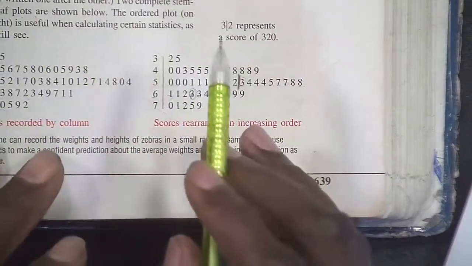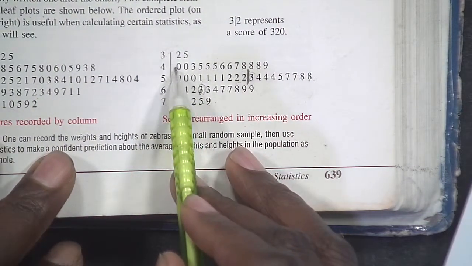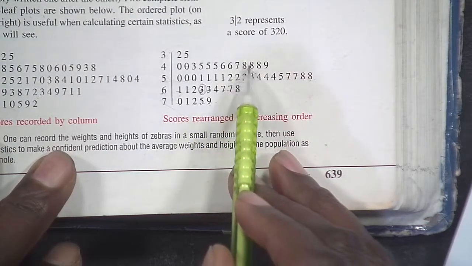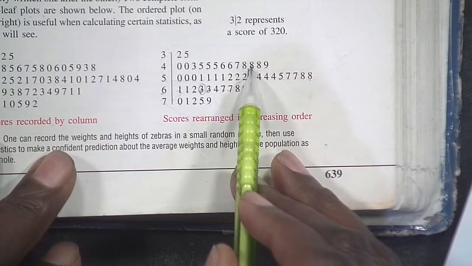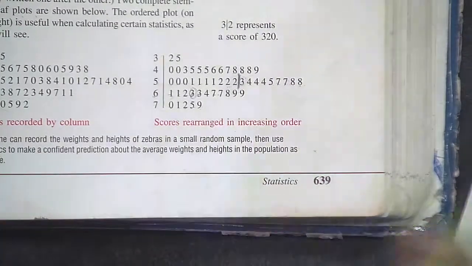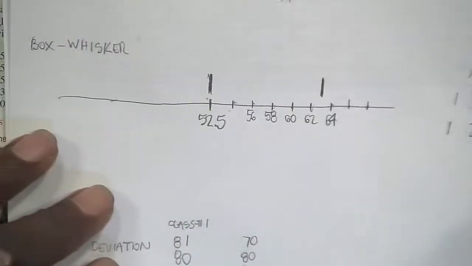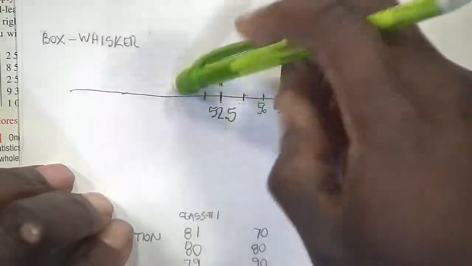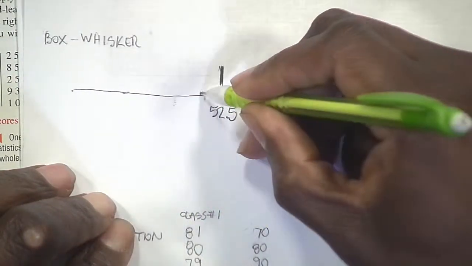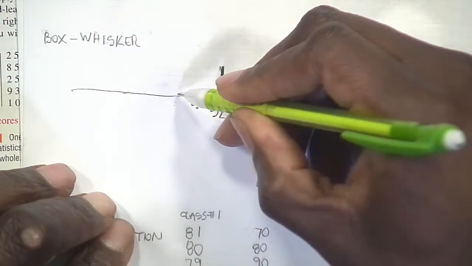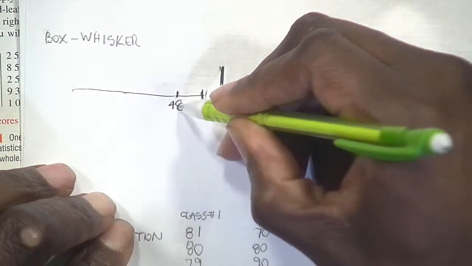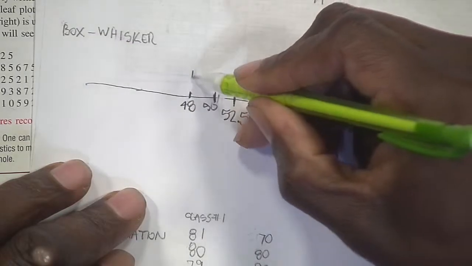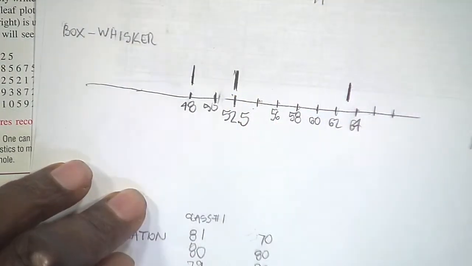So again, we're looking for that 13th term. We got 1, 2, 3, 4, 5, 6, 7, 8, 9, 10, 11, 12, 13. The median of the lower half would be the score 48. All right, so let's acknowledge that over here. So let's call that 50. Let's call this 50. Let's call this 48. All right, so that would be our median of our lower half, about right there.